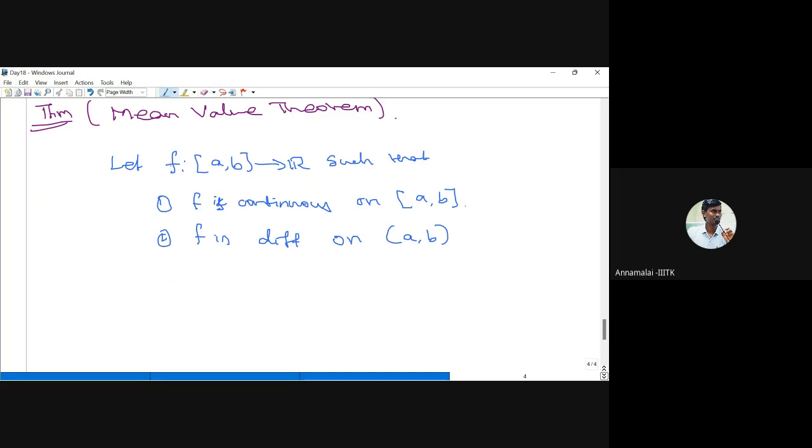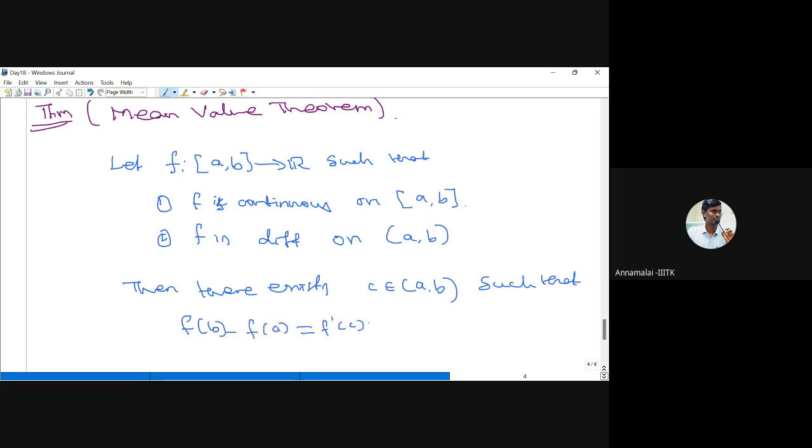If I have satisfied these, then there exists c in the open interval a comma b such that f of b minus f of a is f dash of c into b minus a. So that is the mean value theorem. So f of b minus f of a equals f dash of c for some c in the open interval a comma b, into b minus a.